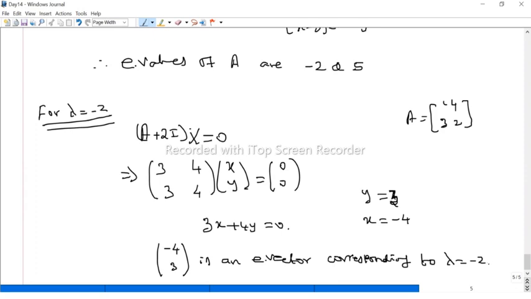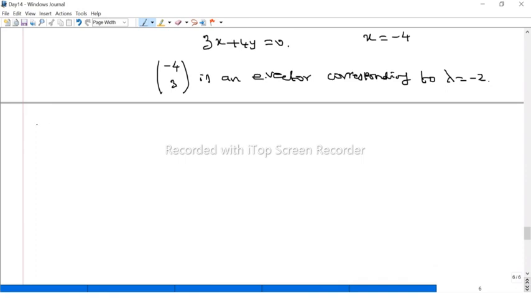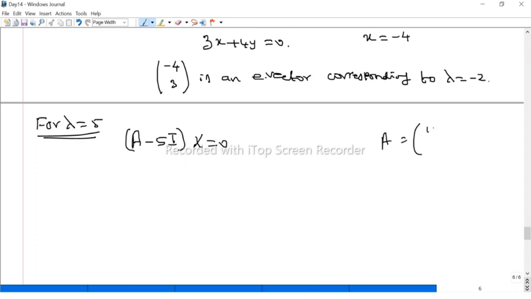Good. Now again for another eigenvalue, lambda equal to 5. So for lambda equal to 5, what is the eigenvector? The eigenvector is nothing but the non-zero solution of the system A minus 5I times x equal to 0. So what is A actually? A is nothing but 1, 4, 3, 2.